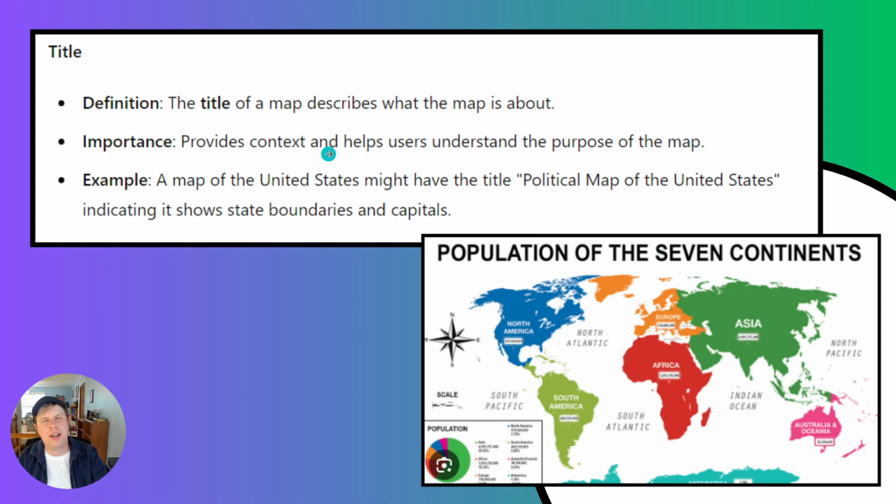These titles provide context, and they help users understand the purpose of the map as a whole. A map of the United States might have the title Political Map of the United States, indicating it shows state boundaries and capitals. Because remember, political maps are going to show human-created things.